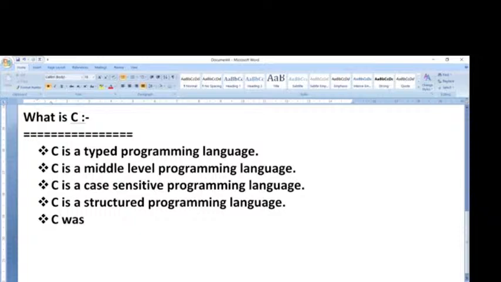C was developed by Dennis Ritchie. It is about the C programming language.